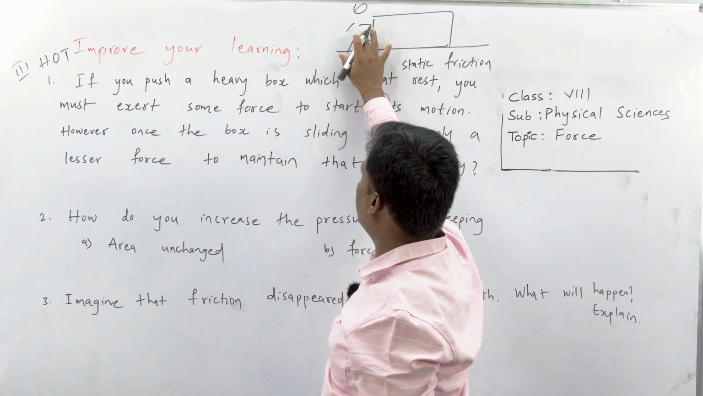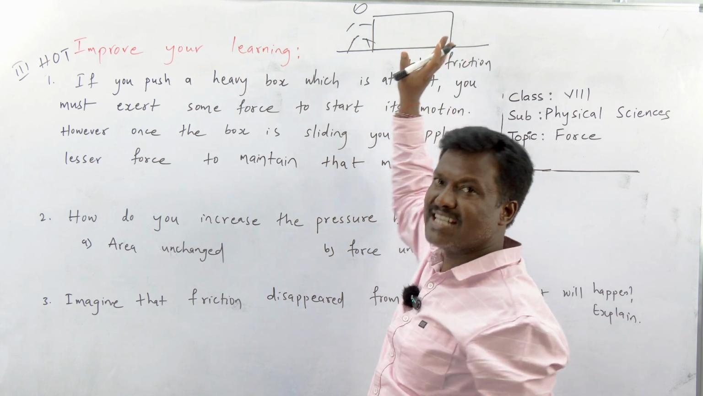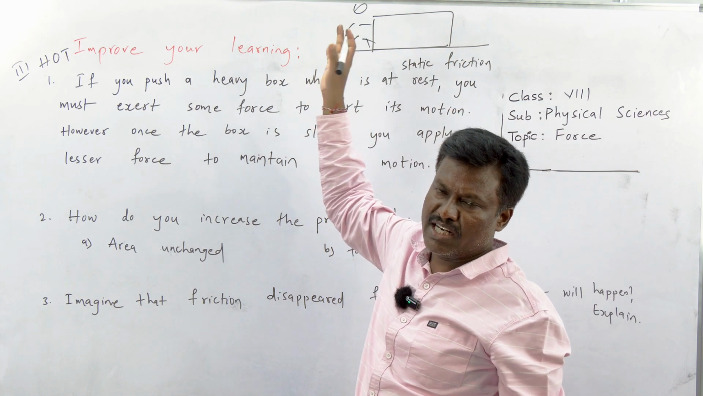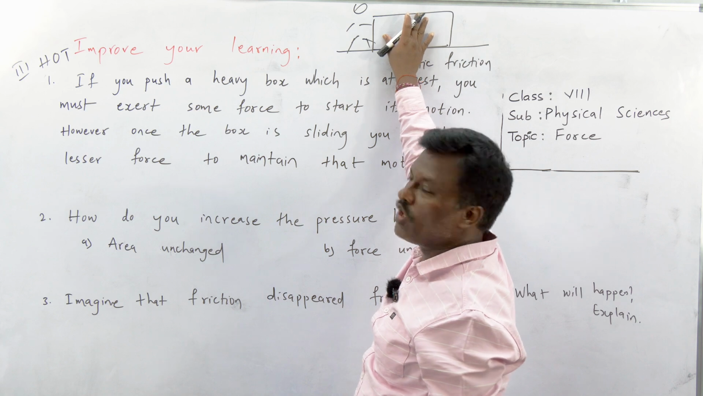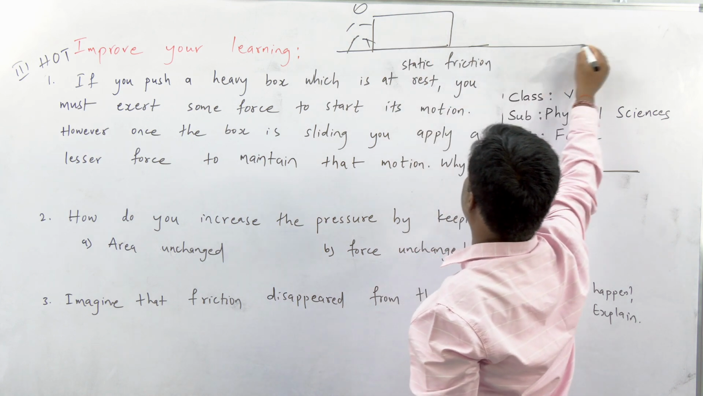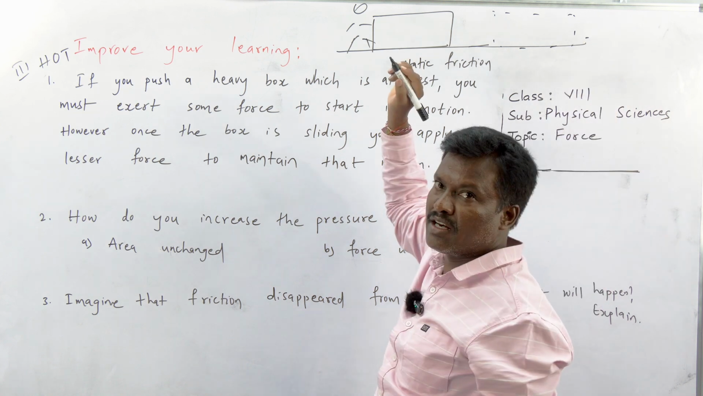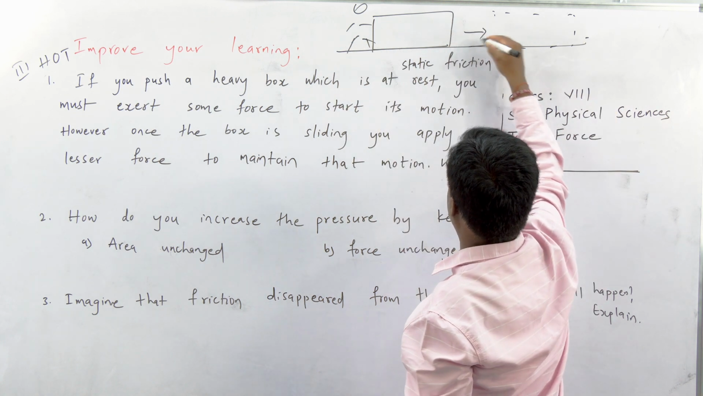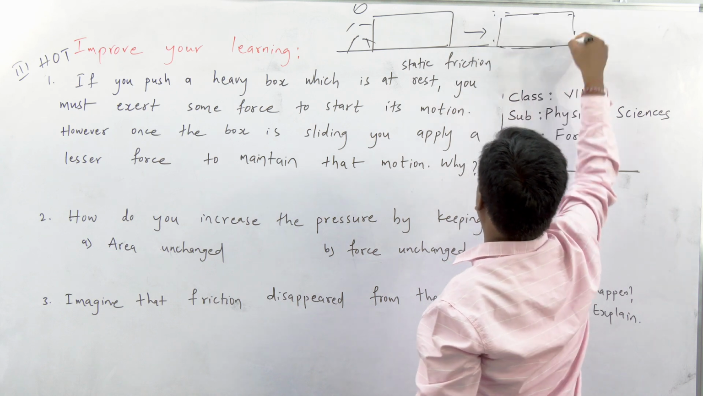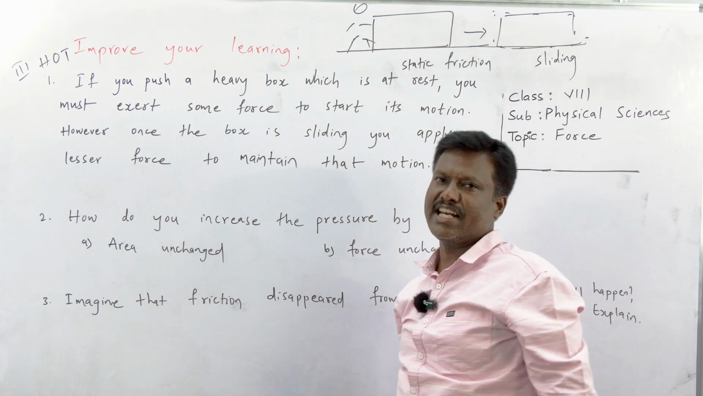At one point of time, our applied force exceeds the static friction. Static friction has a limit, so the maximum limit of static friction is called limiting friction. Then the object starts sliding. Once the object starts sliding, we need not apply that much force, because when the object is moving, another friction comes into play. What is that? Sliding friction. Sliding friction is less than static friction.